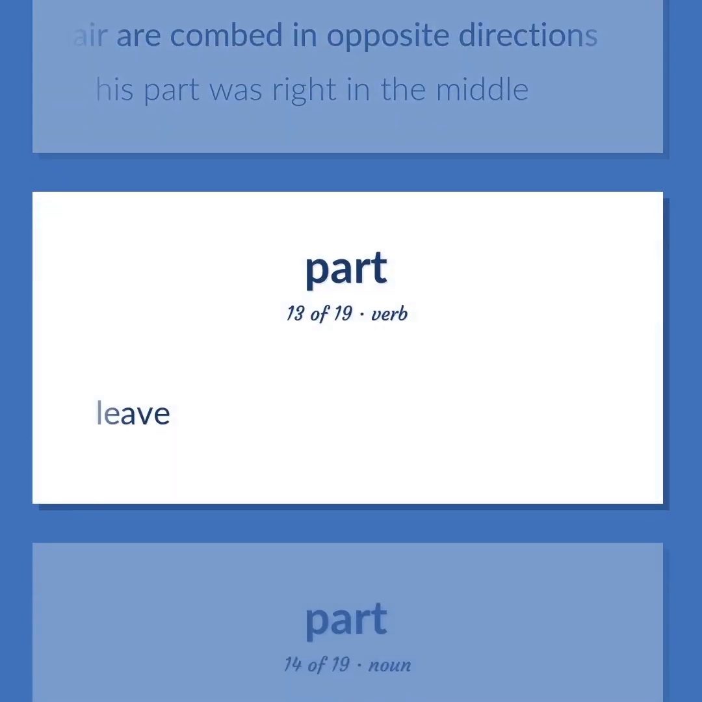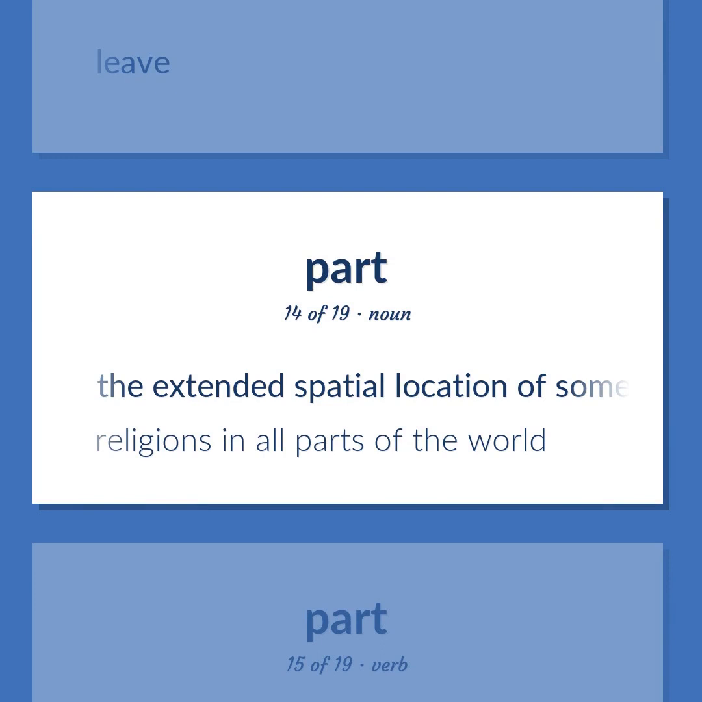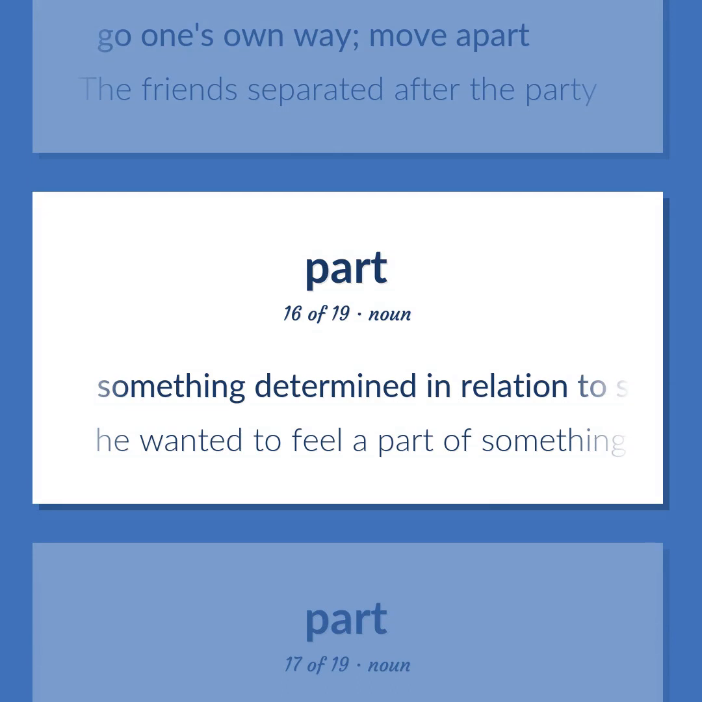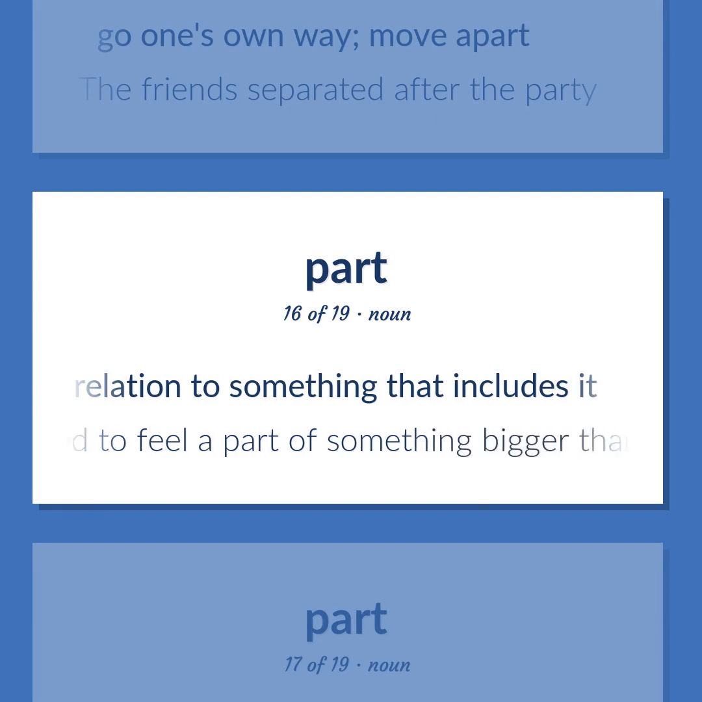Leave. The extended spatial location of something. Religions in all parts of the world. Go one's own way. Move apart. The friends separated after the party. Something determined in relation to something that includes it. He wanted to feel a part of something bigger than himself.